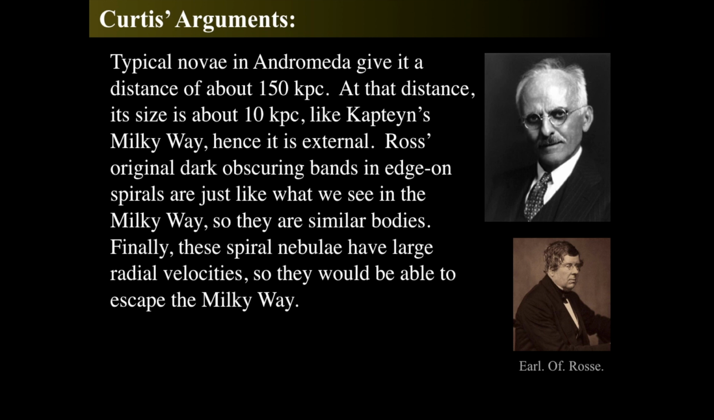He also argued extensively that the dark obscuring bands the Earl of Ross originally saw with the Leviathan, and that we were seeing with subsequent telescopes for a long time, are simply edge-on spirals, just like you would see in the Milky Way. Take a spiral nebula and look at it edge-on. You've got this disky dark structure with a line through it, which is exactly the Milky Way. So they must be similar objects. And finally, he said the spiral nebulae have really large radial velocities, so they should be able to escape the Milky Way. Problem is there are lots of shoulds in his arguments.